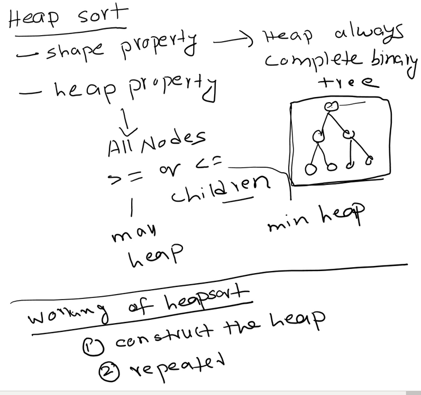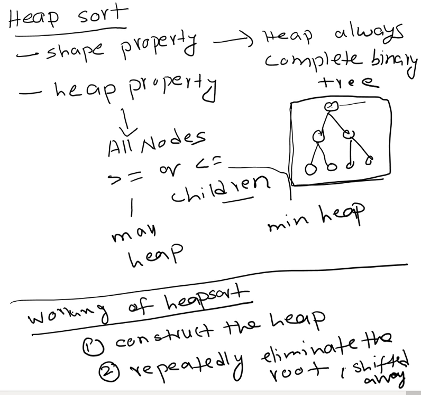Second step is we will repeatedly eliminate the root. Once it is eliminated, it is shifted to the array. These two steps we will perform. If you perform these two steps means we can reach the heap sort. Okay. Let me say with an example.